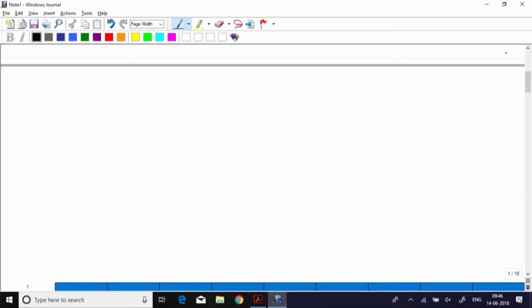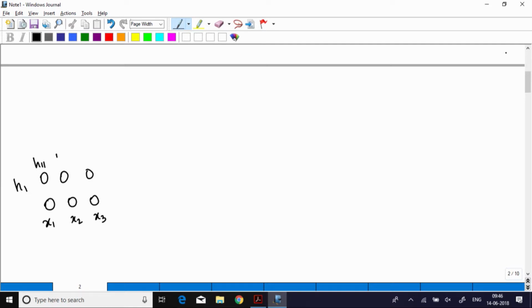So let's look at that, right? What I'm saying is, let's consider a very simple case where you have 3 input neurons. You have X1, X2, X3. And in the first hidden layer, which I'm going to call H1, you have again 3 neurons. So each of these guys, I'll call them H11, H12, H13. Is that fine? Okay. Now what's the dimension of the weight matrix here?